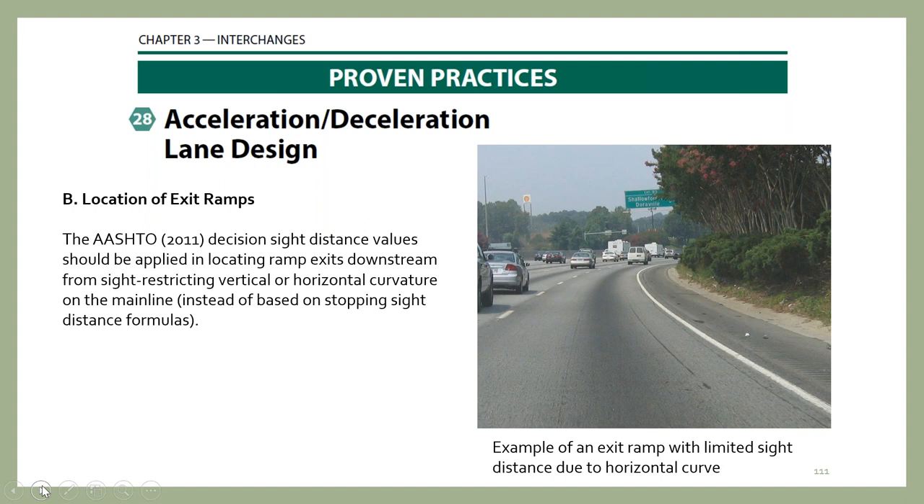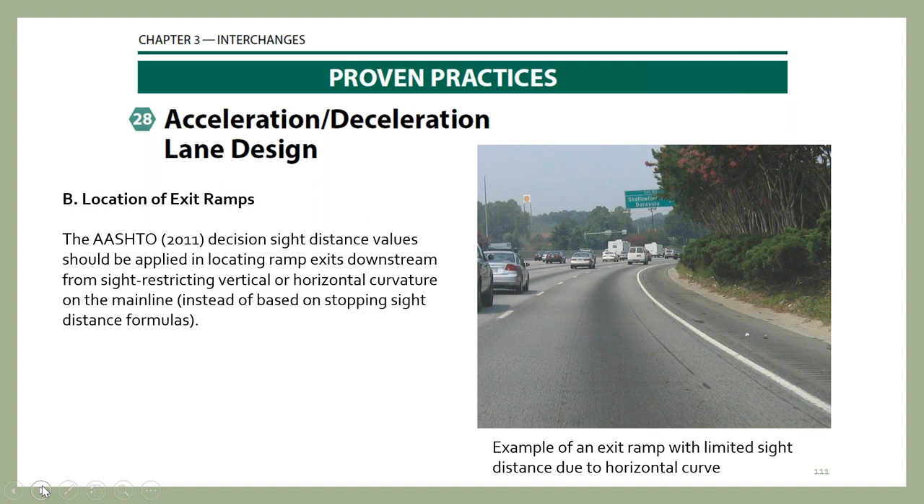Another recommendation is the location of exit ramps and to provide decision sight distance in advance of an exit. So decision sight distance is longer than stopping sight distance. Stopping sight distance is the minimum requirement, but a decision sight distance provides more time for a motorist to either alter their speed or alter their direction to prepare for a lane change or an exiting maneuver.